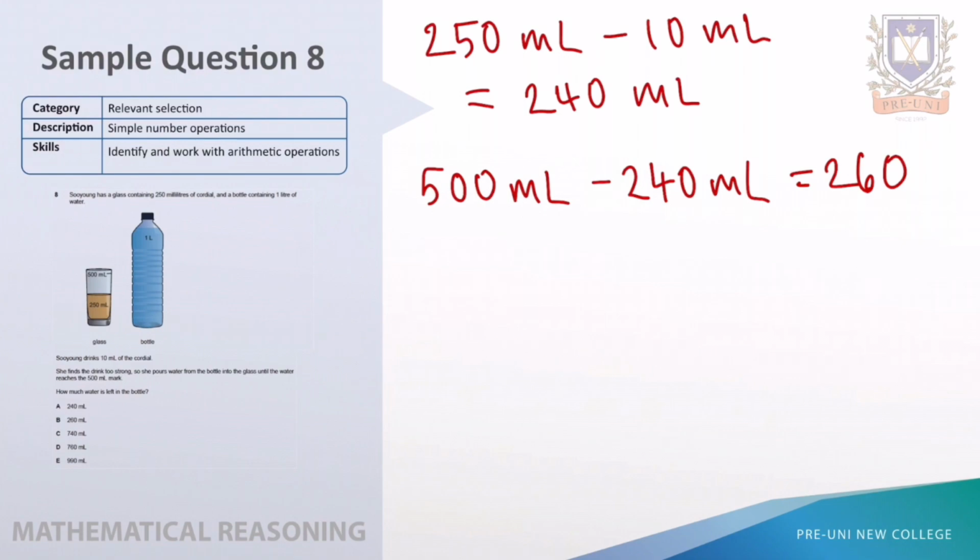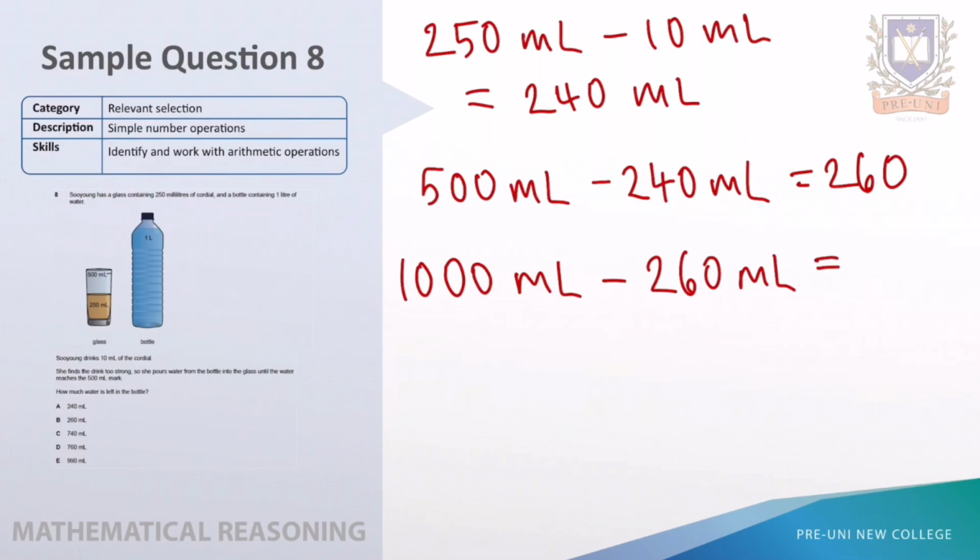Now the question asks how much water is left in the bottle. So to solve this, we know that the bottle has originally 1 liter, or if we convert it to milliliters, 1000 milliliters. And we know that Soo-young has poured 260 milliliters into the glass. So we can create this equation to figure out how much water is left. And when we solve this, we get 740 milliliters. And so we can conclude that C is the answer. There is 740 milliliters left in the bottle.